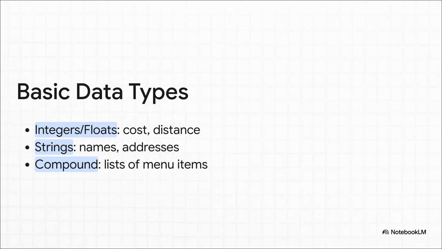And if we zoom in even further, we find the basic building blocks of all this data. You've got your numbers, like integers for a restaurant ID, or floats for a really precise cost, like 21 pounds and 50 pence. You've got strings, which is just a fancy way of saying text, for things like customer names and addresses. And you can even have compound types, like a single field that holds an entire list of all the menu items from one order.